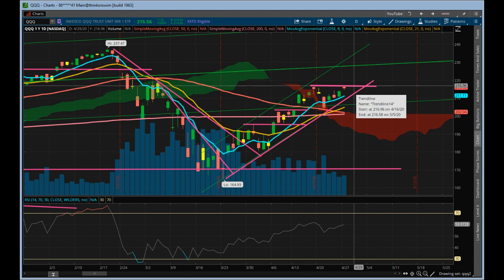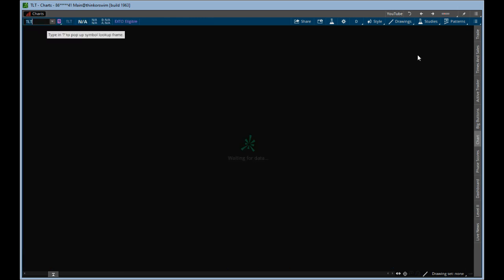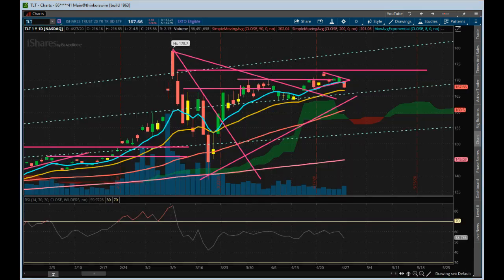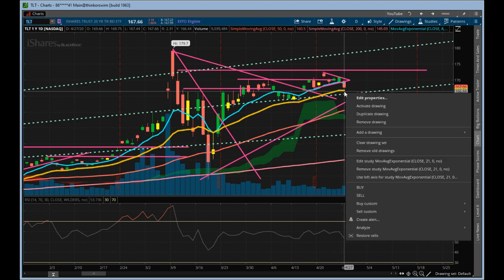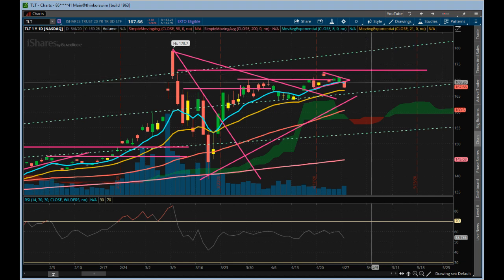And then TLT. Let's take a look. Okay, yeah, so TLT is pulling back a little bit, right? The market was generally pretty strong today, so they weren't interested in the bonds, so they pulled back a little bit. You're right, it's at the 21 EMA. So just see how that holds, right? It's kind of in those levels right there.